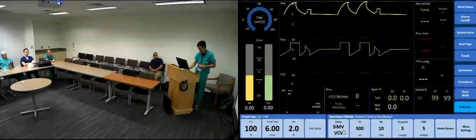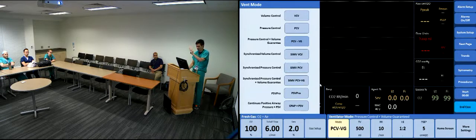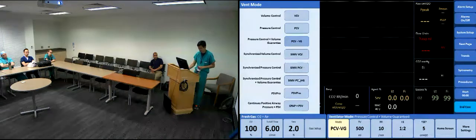And so that's all the SIMV mode is, and it tries to synchronize the mandatory breaths to be not when the patient's breathing. It tries to. It doesn't mean it always does.